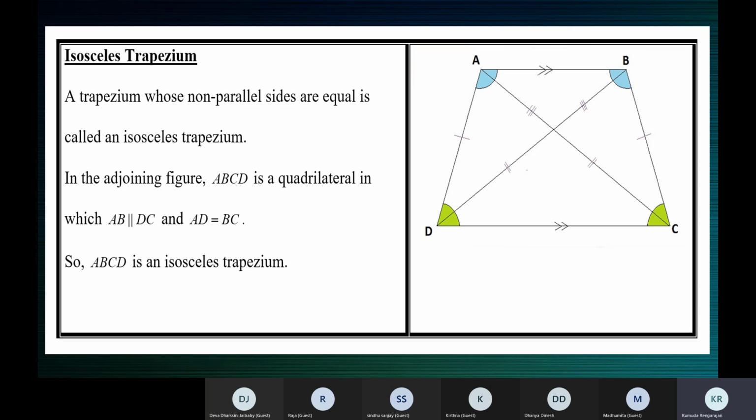Now the question is: is a parallelogram a trapezium? No, ma'am. Because in a trapezium, only one pair of opposite sides is parallel. The other sides are non-parallel, so only the non-parallel sides are equal. So this is not a trapezium.